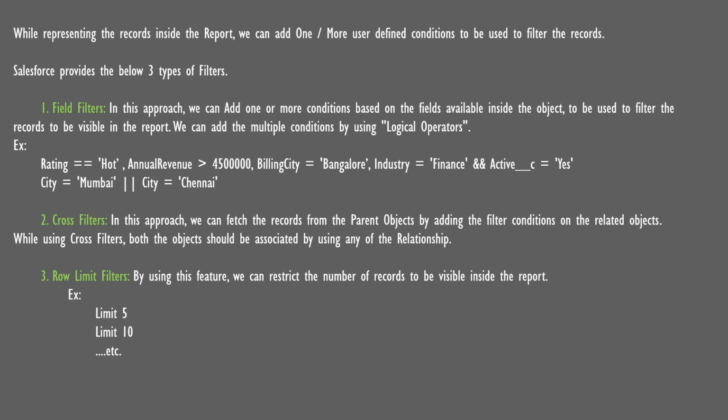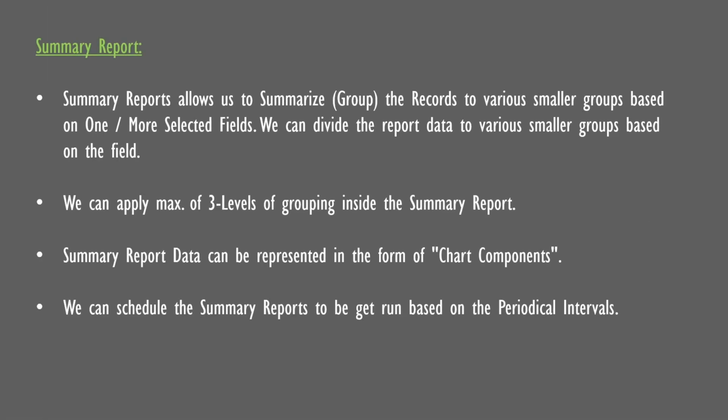Field filters. In this approach, we can add one or more conditions based on the fields available inside the object, to be used to filter the records to be visible in the report. We can add multiple conditions by using logical operators. Cross filters. In this approach, we can fetch the records from the parent objects by adding the filter conditions on the related objects. While using cross filters, both the objects should be associated by using any of the relationships. Row limit filters. By using this feature, we can restrict the number of records to be visible inside the report.